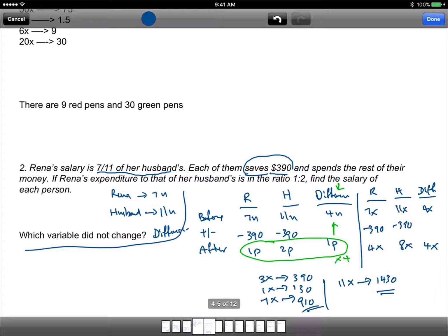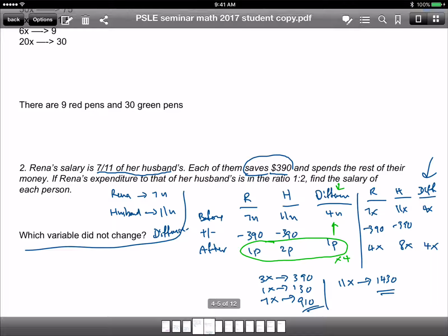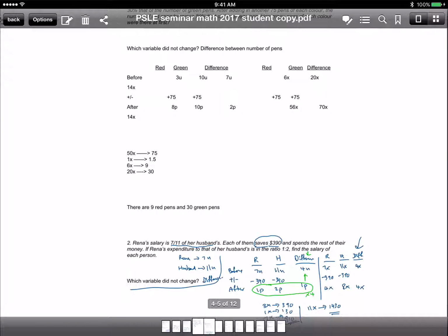Okay, two solutions here just by finding the difference, because the difference did not change. Next one.